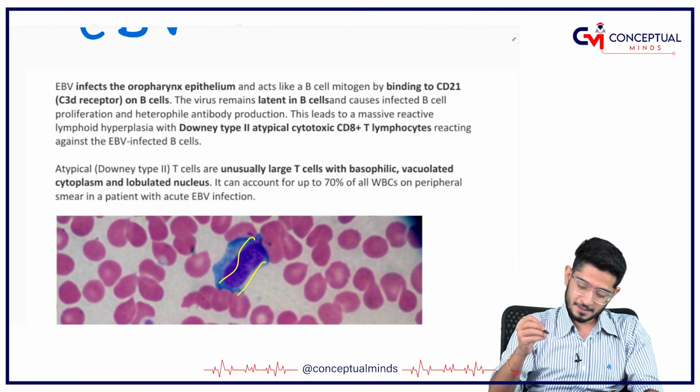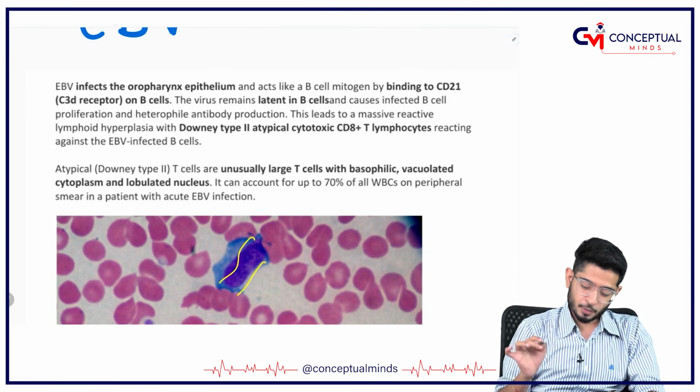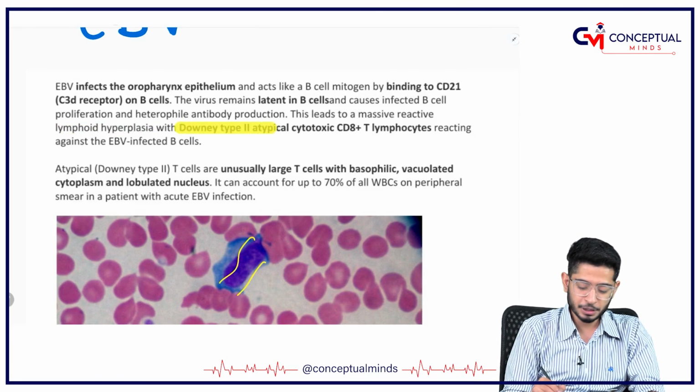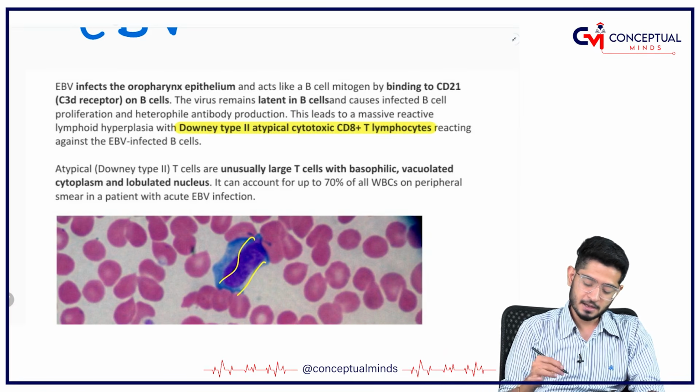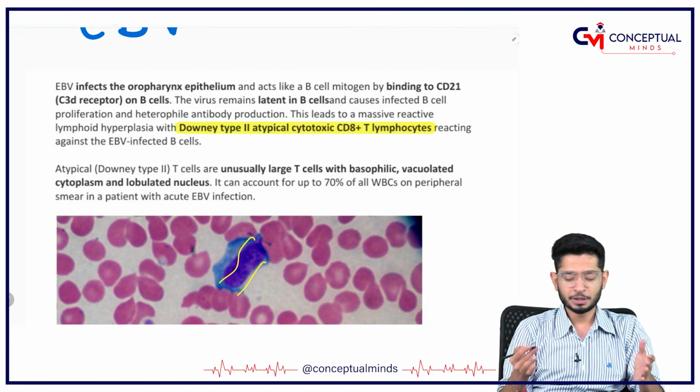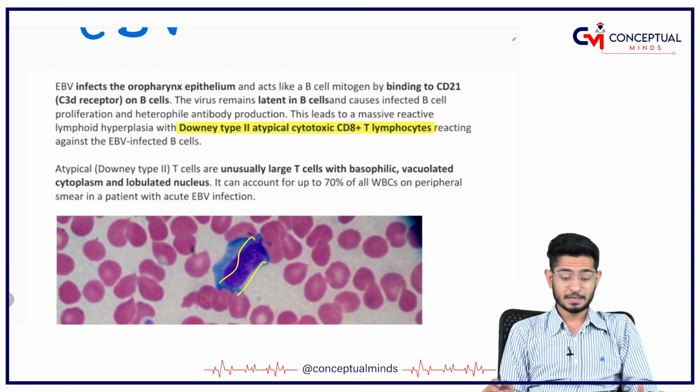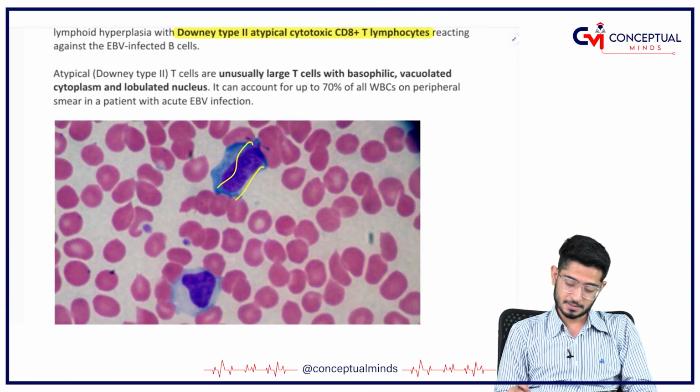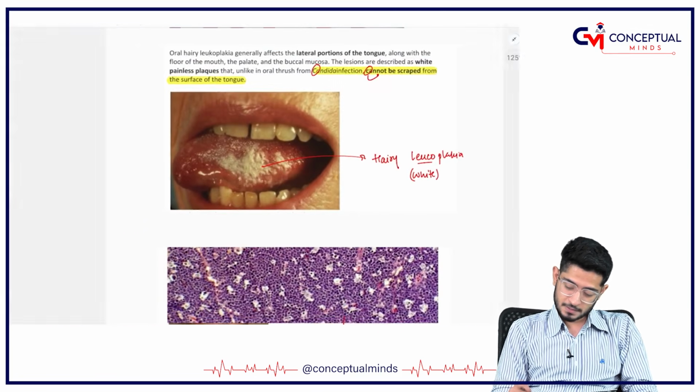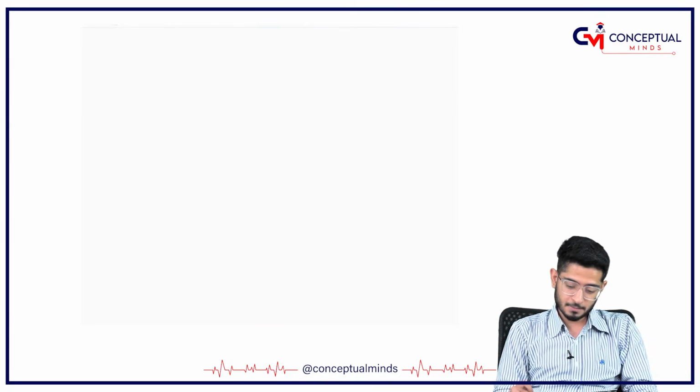Okay. So, basically remember, what happens is lymphoid hyperplasia is going to happen. There will be the release of downy type 2 atypical T lymphocytes. Okay. So, these are T lymphocytes, but now the shape is downy type 2 like that. The ballerina cut shape appearance. Okay. Like that. Yes. So, this marks the end of the Epstein-Barr virus.